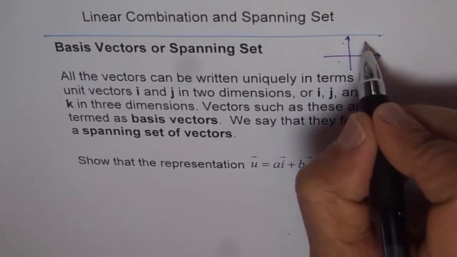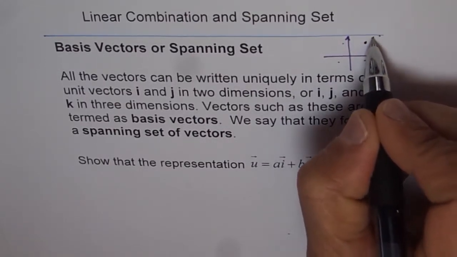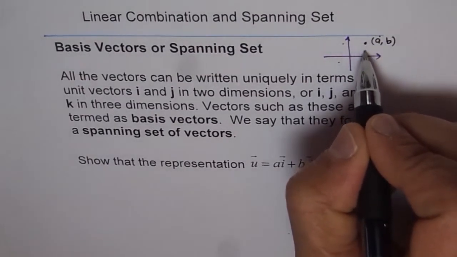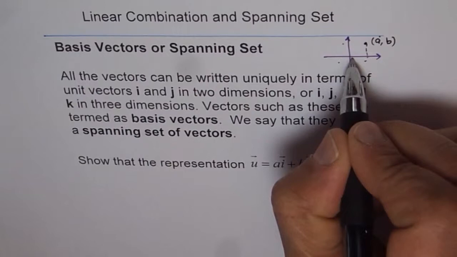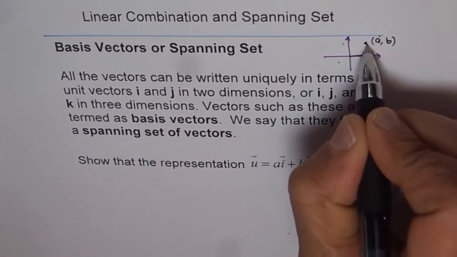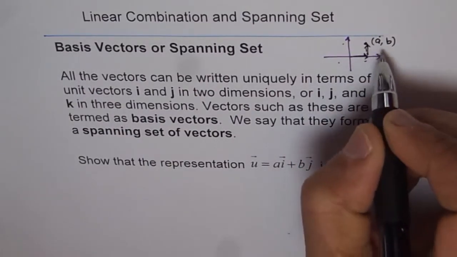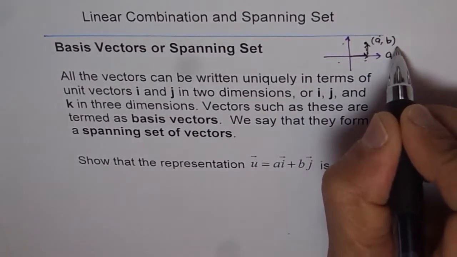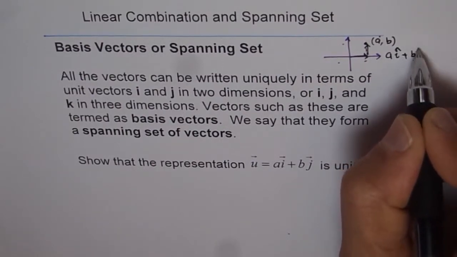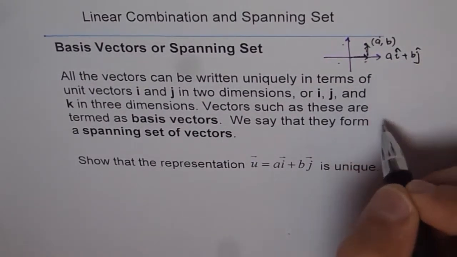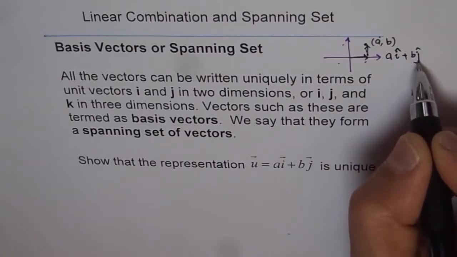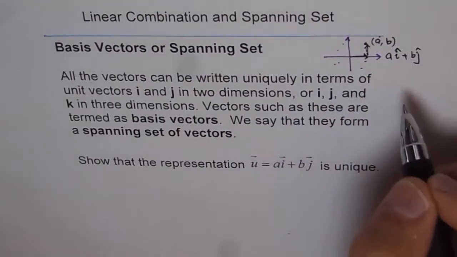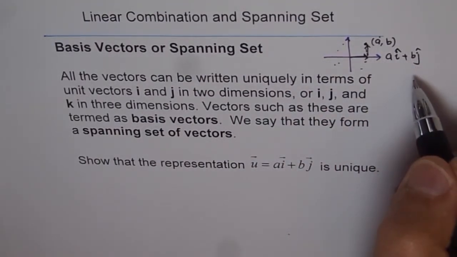For example, if we have a point here, and the point is (a, b), in that case it really means that this has an x component of a and a y component of b, and therefore we can write this point as ai plus bj, where a and b are real numbers. So that becomes a linear combination. Do you see that? That's what we're trying to say. Any vector in R2 can be written in this fashion.